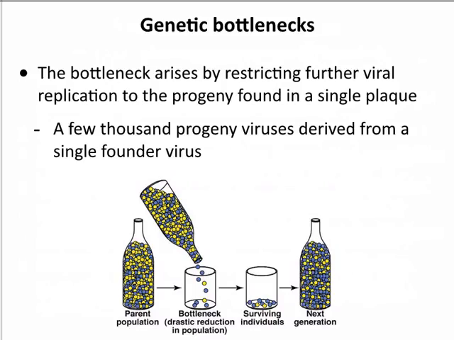And so I think you know what a bottleneck is. Here you have, to illustrate it, a bottle with this parent population of viruses, but the neck restricts the ability of the viruses to get out. So what you have are just a few viruses that you use to infect the next cell. So think of that single plaque, a few thousand viruses. We're going from plaque to plaque, and that's why the fitness is going down.